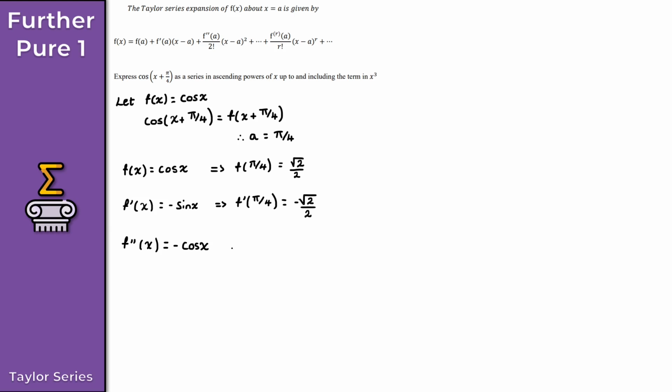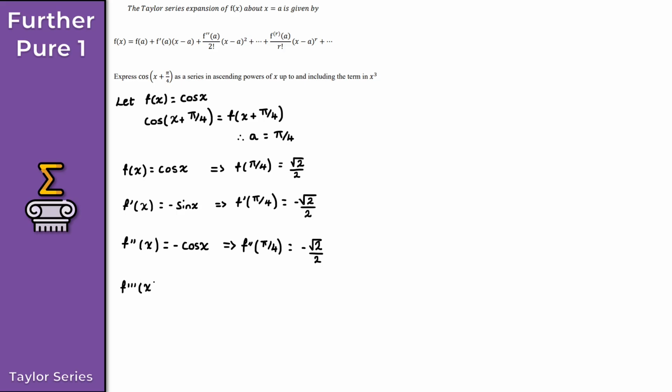Get minus cos x there. Again, we need to evaluate this at the point pi over 4. F prime of pi over 4 is equal to, so that would be minus root 2 over 2. And then finally here, we need the third derivative.